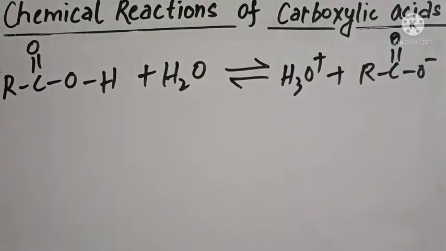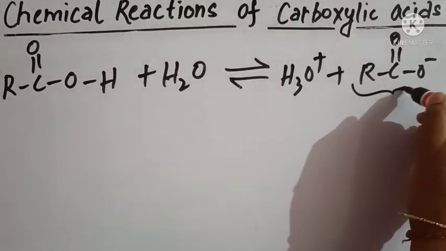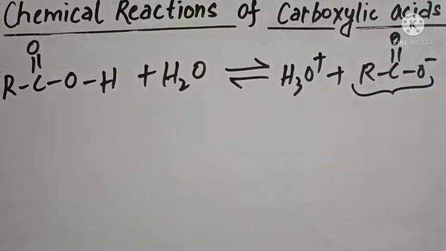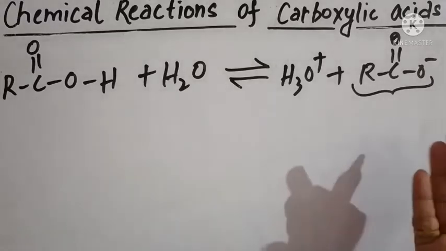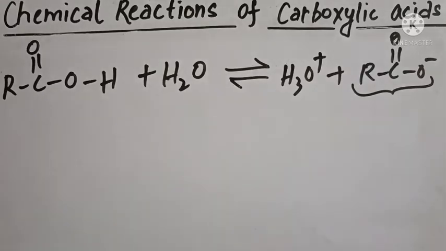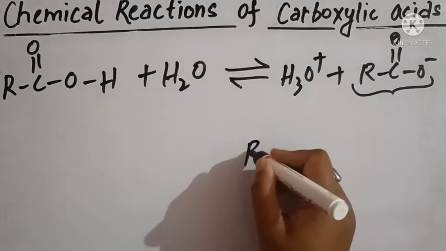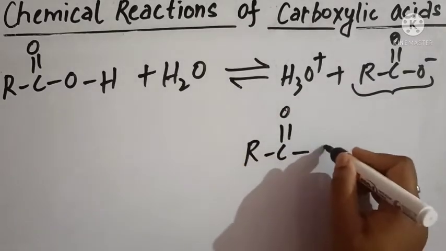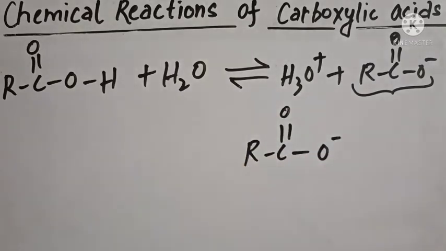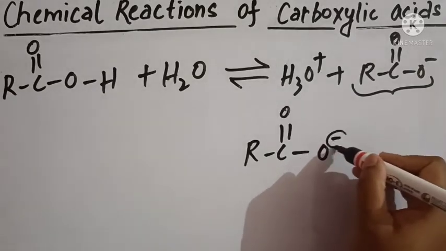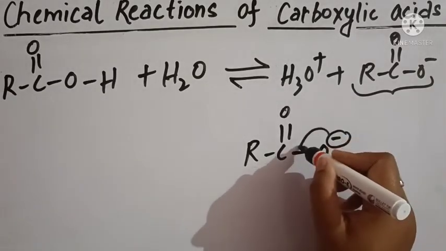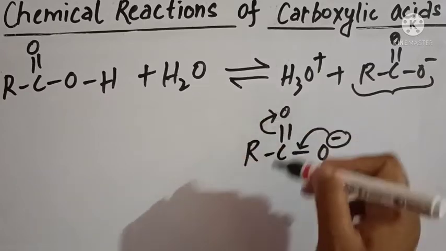Okay, so this carboxylate, as we know, the acidic nature of any compound depends on the conjugate base it will form after the removal of the proton. So in this case, the more stable this carboxylate ion, the more its acidic nature. If we just see this carboxylate ion after the removal of H plus ion, this negative charge can easily delocalize between these two oxygens.